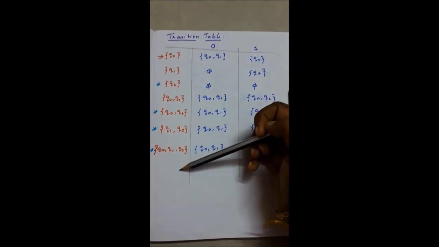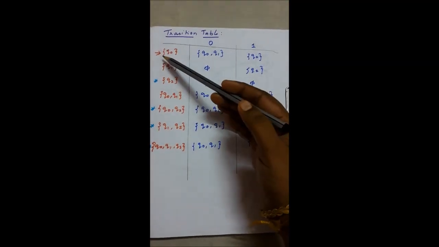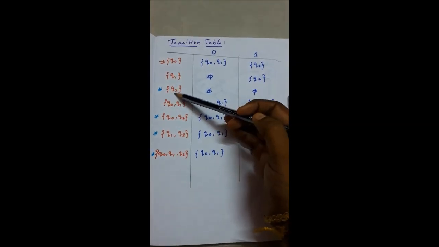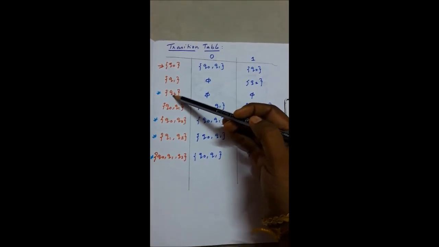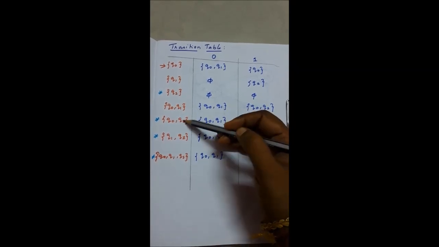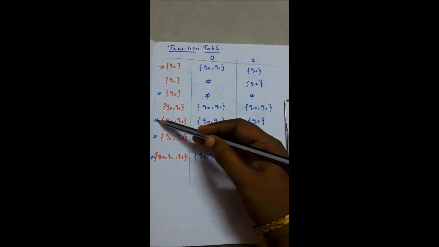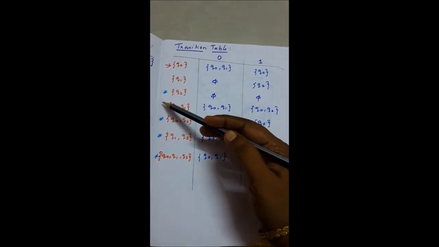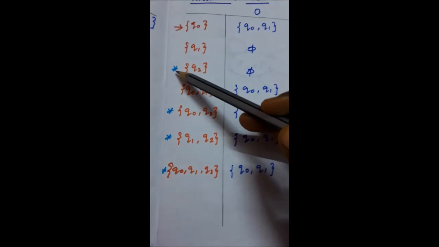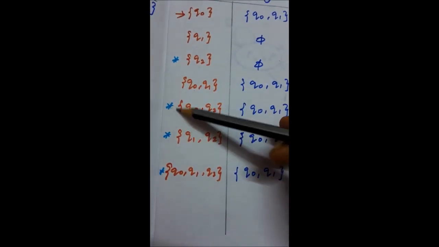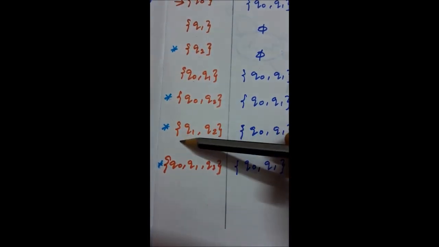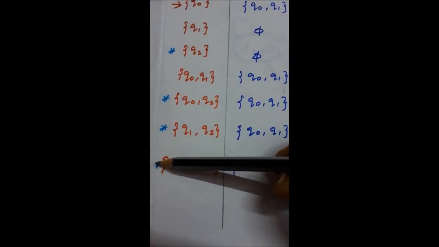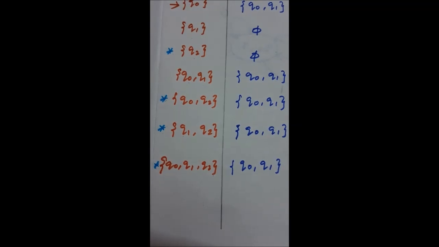So these are the states we have identified, and we know that the initial state is Q0 and the final state is Q2, and not only Q2, wherever we find Q2, that particular combination is also a final state. So I marked Q2 as a final state, Q0Q2 as a final state, Q1Q2 as a final state, and Q0Q1Q2. That particular state is also a final state.